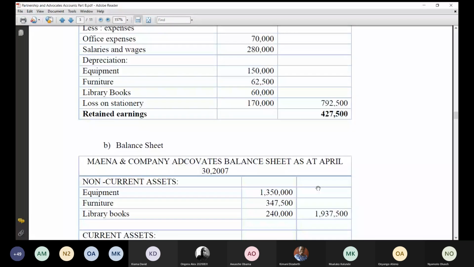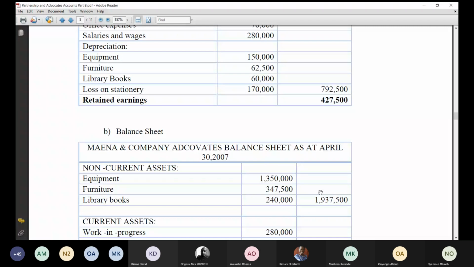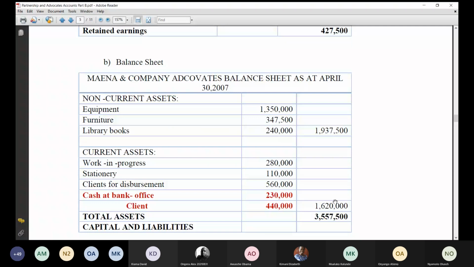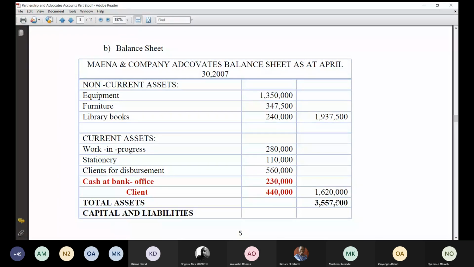I'll give a preview just on the balance sheet. Once I've given that preview on the balance sheet, then we will go back to the cash book and the client account just to show you how you will be earning those marks.